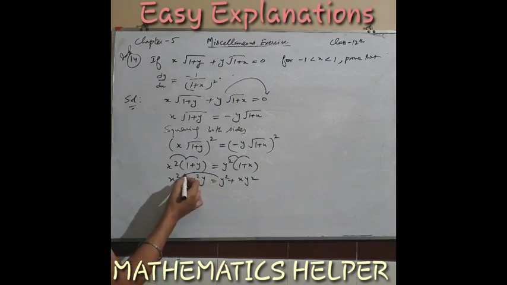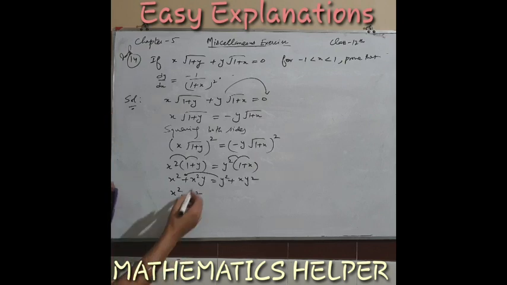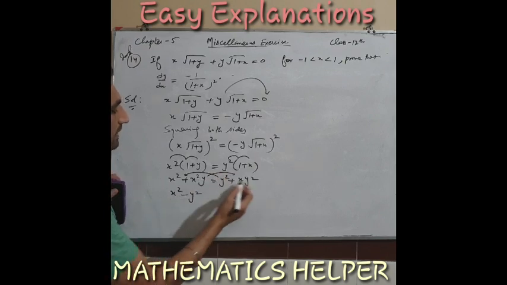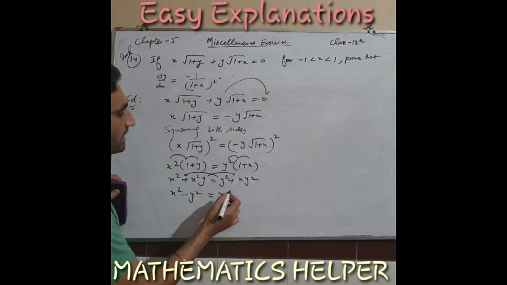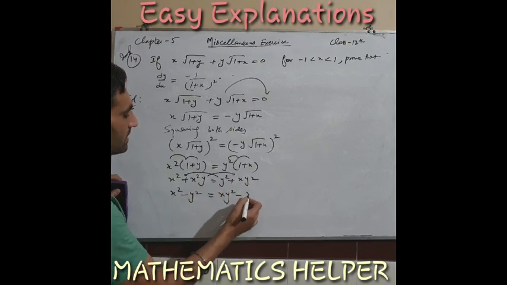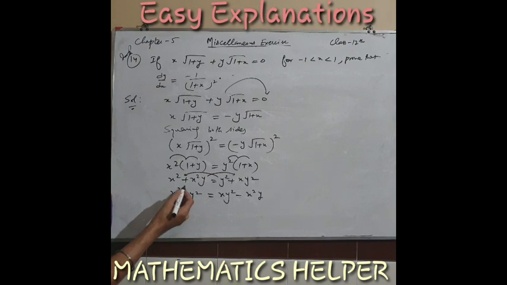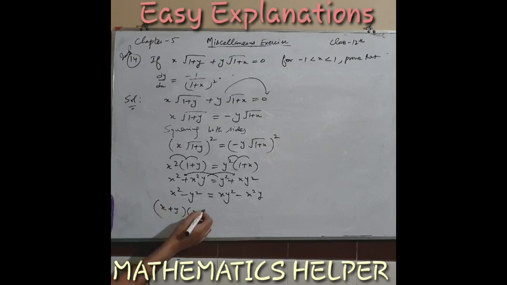Combine these two similar values on the left side. You have x square, shift y square, it will be minus y square. And this value we will shift to the right side. It will be xy square on the right side and minus x square y. Here you have a square minus b square type, so we can use the formula a plus b into a minus b.